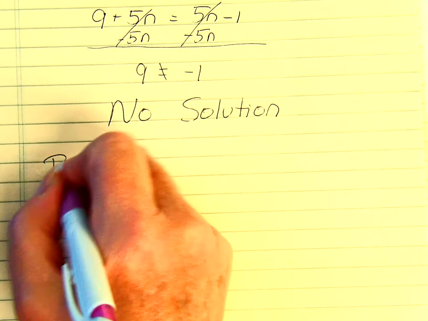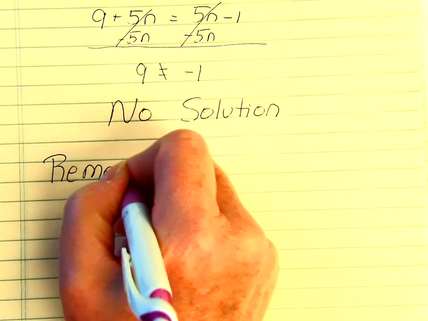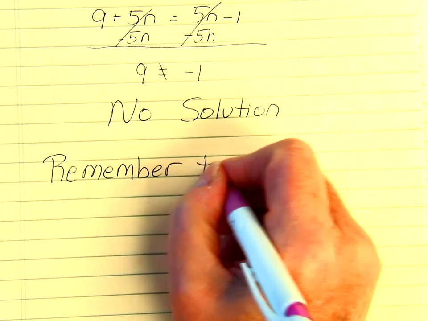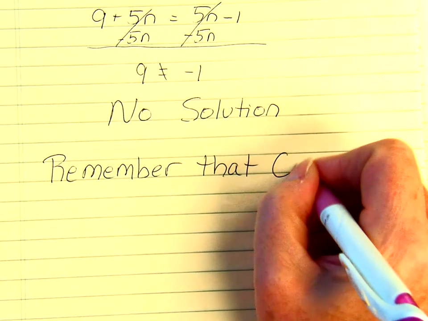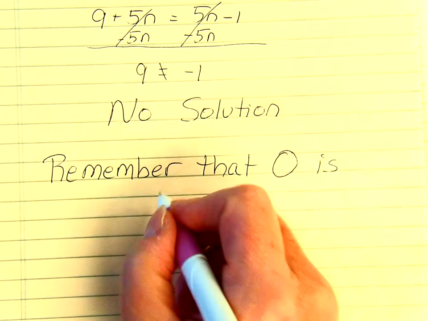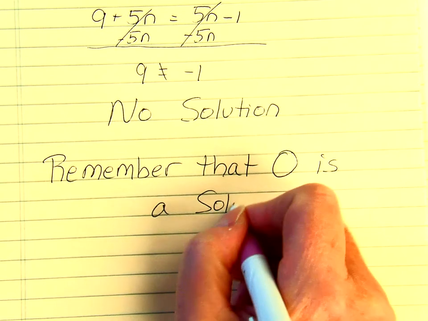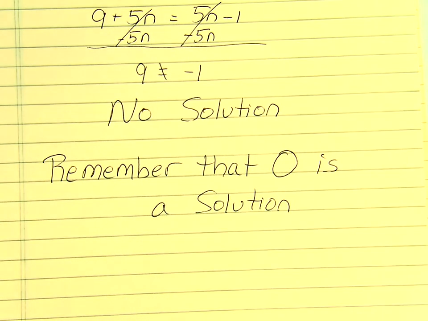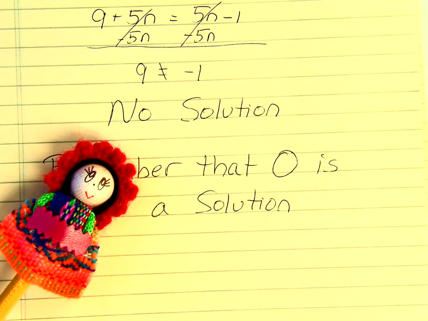And remember, I'm going to write this down. Remember that 0 is a solution. You're going to have problems where your variable might equal 0. Well, guess what? 0 is a solution.